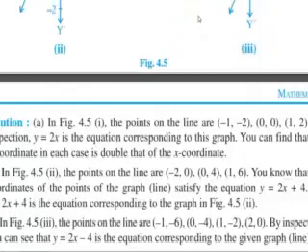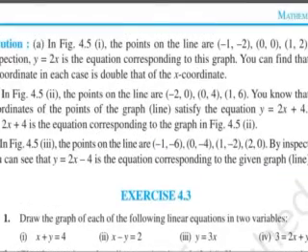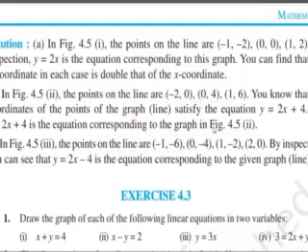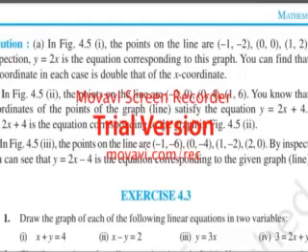Here also you can see it might be written in the solution. In figure 4.52, the points on the line are (-2, 0), (0, 4), (1, 6). You know that the coordinates of the points on the graph line satisfy the equation y is equal to 2x plus 4. So y is equal to 2x plus 4 is the equation corresponding to the graph in figure 4.52. Here also you can simply verify by putting in the values. It has not been shown here by putting in x equal to this. Of course you can do it in your brain.